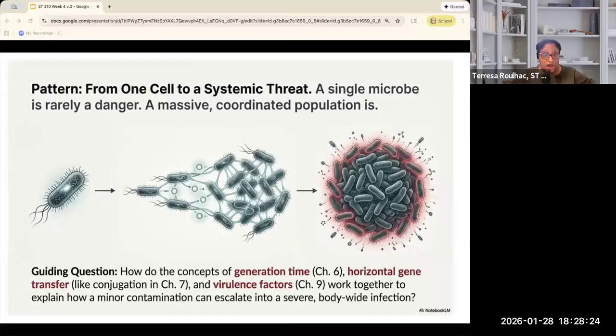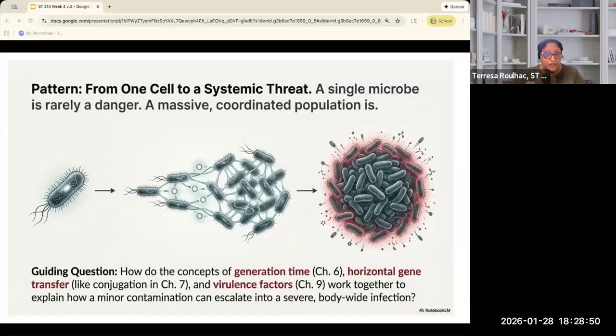Are you guys with me so far? Does that make sense? Okay. Now, let's walk through what you're seeing. One cell, you have many cells, and then you have a dense coordinated population. This isn't just growth, it's organization.